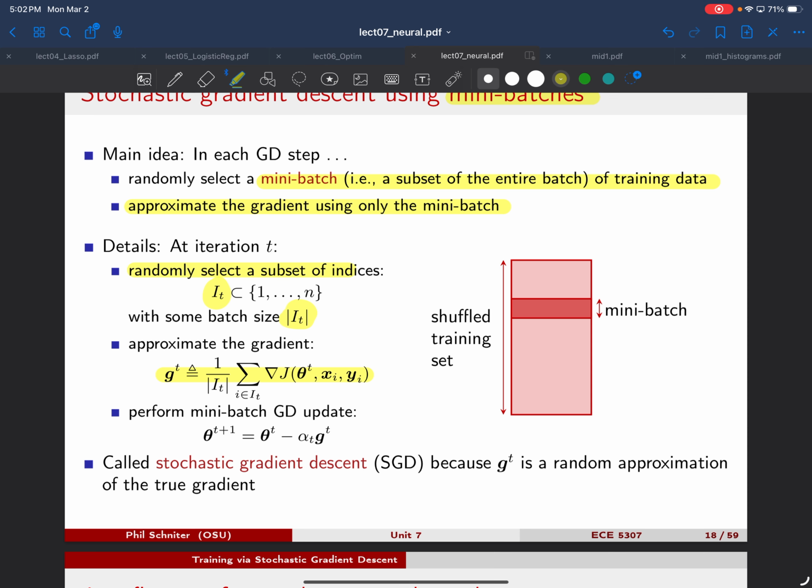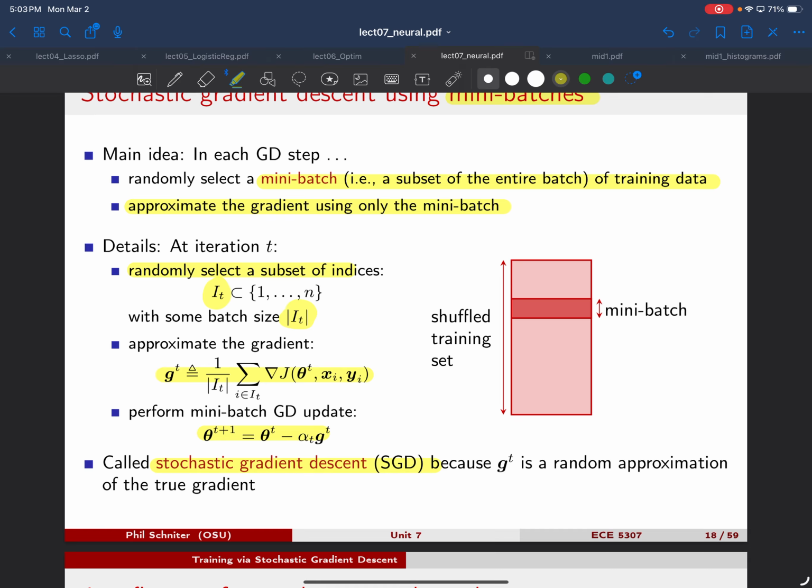This is not a perfect gradient because we're not using all our samples. We're using just a few samples, so you could say it's an approximation of the gradient. And in fact, because you're choosing these randomly, you could say that it's a random approximation. That's why it's called stochastic gradient descent. But anyway, once you compute this g vector at that iteration, you just perform your standard gradient descent update using that gradient approximation.